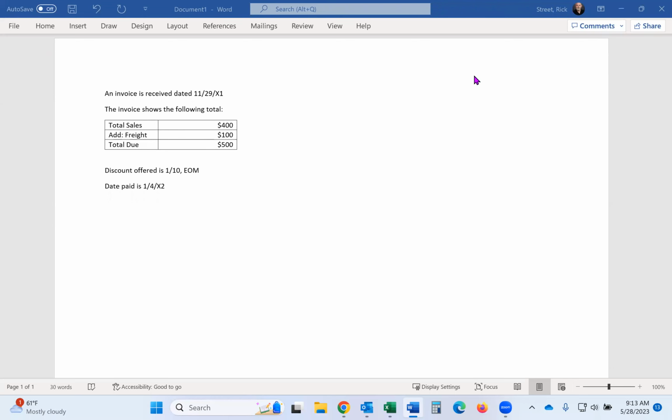What we're going to talk about here is discounts offered when the terms are some percentage and 10 days, usually, could be 15 or more. But the basic term that we want to pay attention to is the term end of month, as we see here.